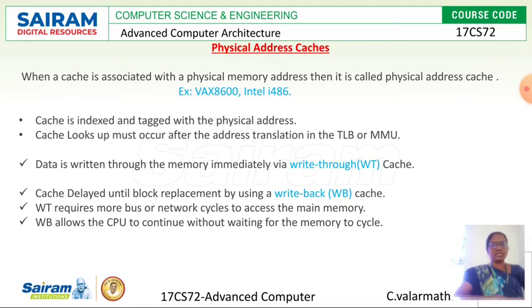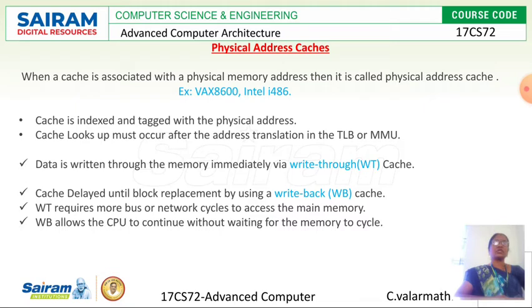How is the cache addressed? It is indexed with the help of the physical address. How is it generated? It takes the help of the TLB. TLB is nothing but translation lookaside buffer. It is an address translation unit present in the MMU. MMU is nothing but memory management unit.